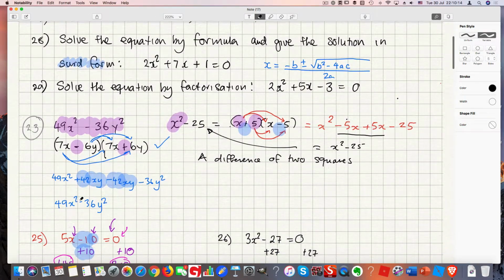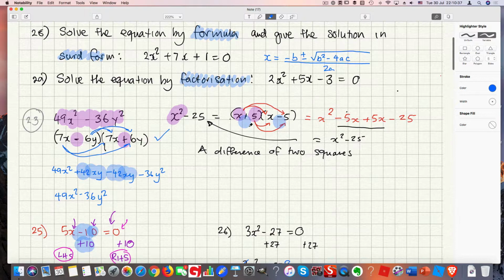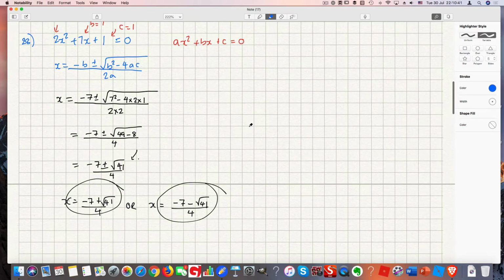It says solve the equation by factorization. So instead of solving by formula, which is that, this time I'm solving by factorization. So all of these equations can be solved using either factorization or by formula, and by another third method, which is not listed here. So this one is 2x squared plus 5x minus 3.